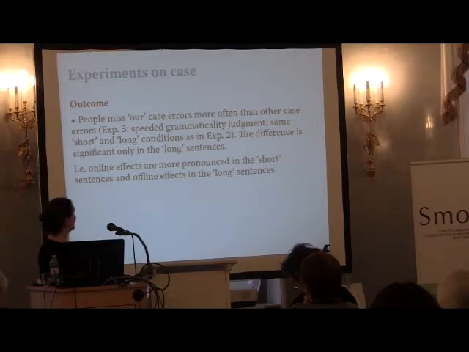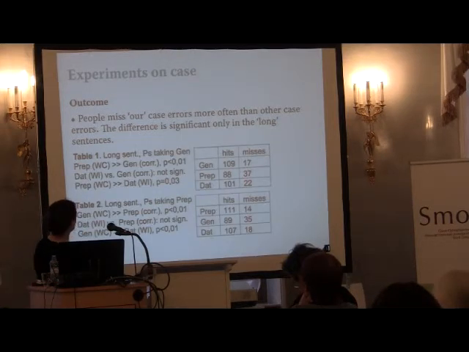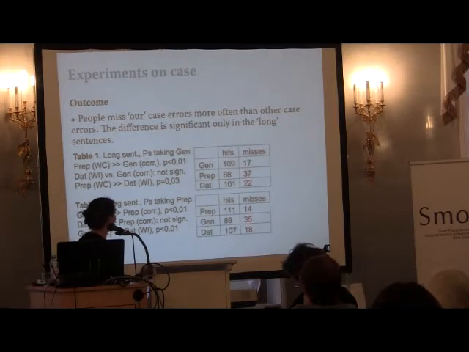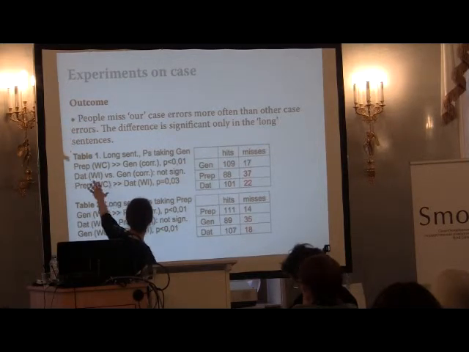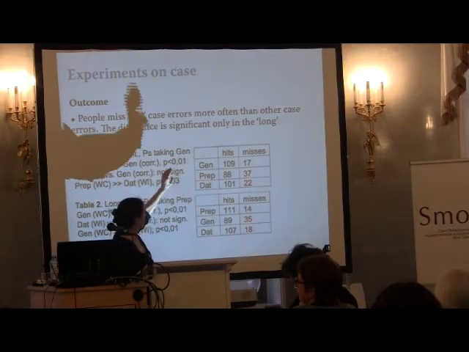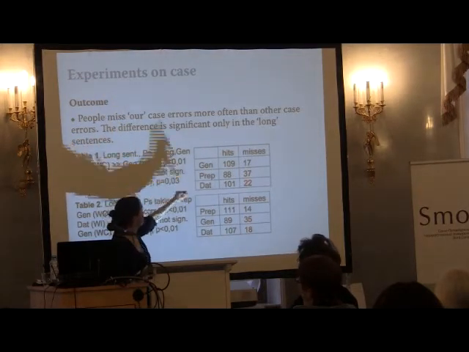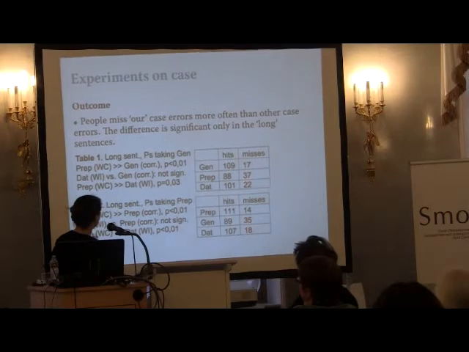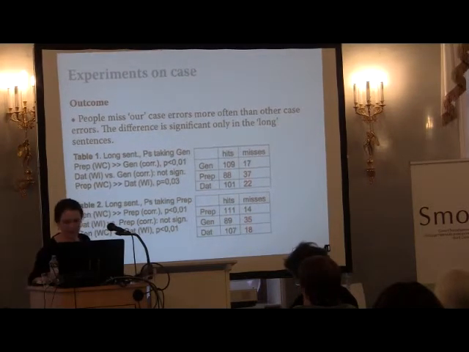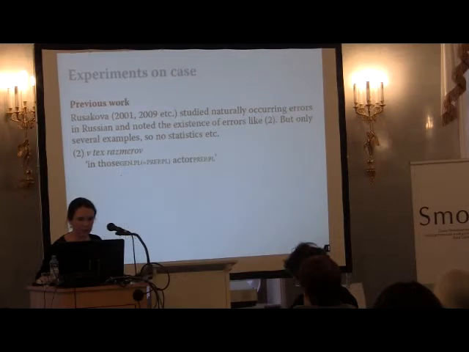But then you could see the difference in the accuracy of the grammaticality judgments. So people missed in general much more mistakes, and the differences between different types of errors grew accordingly. So here are some examples. For example, in the long sentences with prepositions taking genitive, people missed 37 mistakes if the wrong noun was in the prepositional case, and 22 mistakes if the wrong noun was in the dative case, and the differences between these conditions are significant.